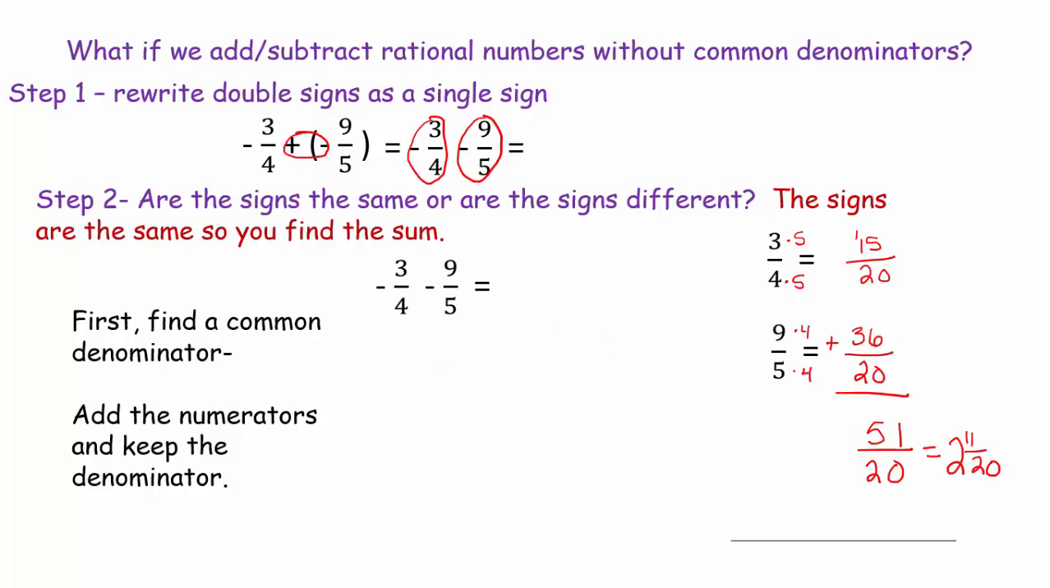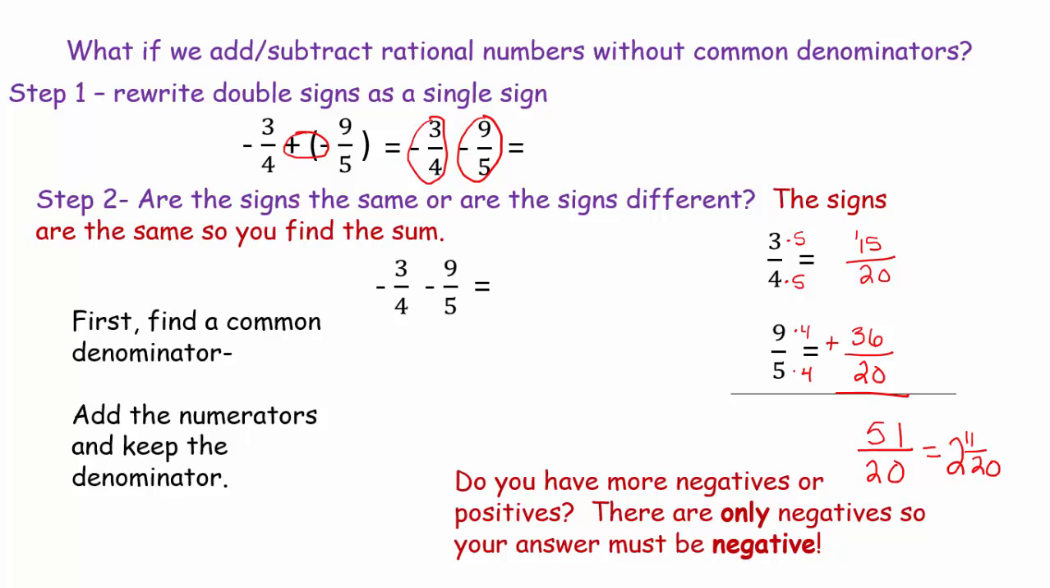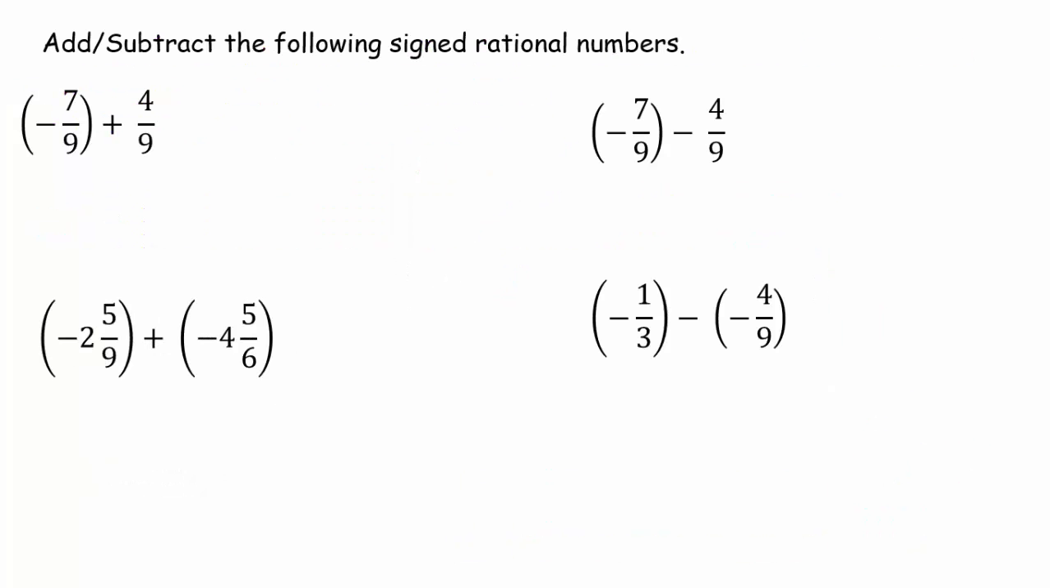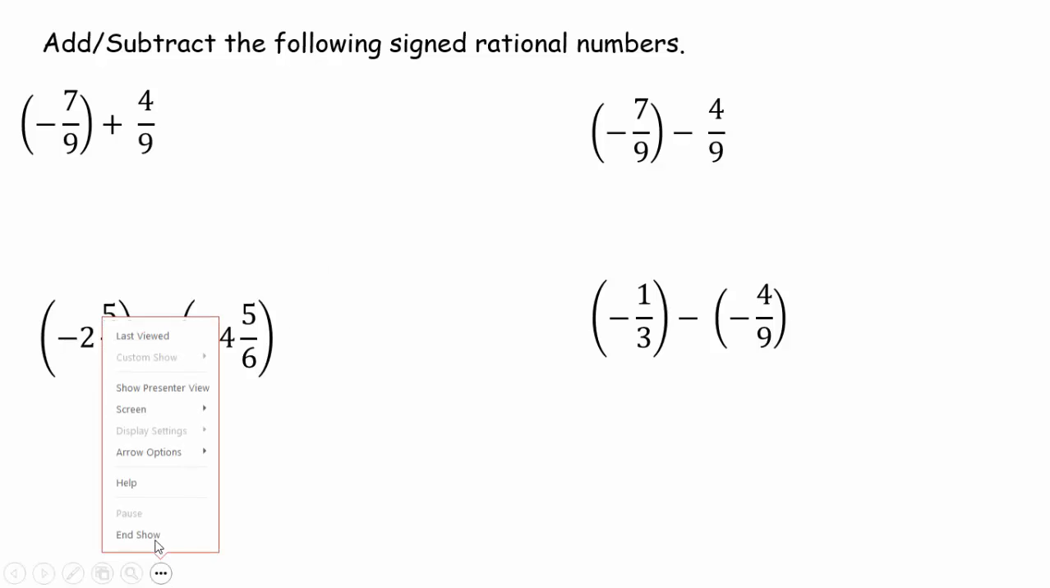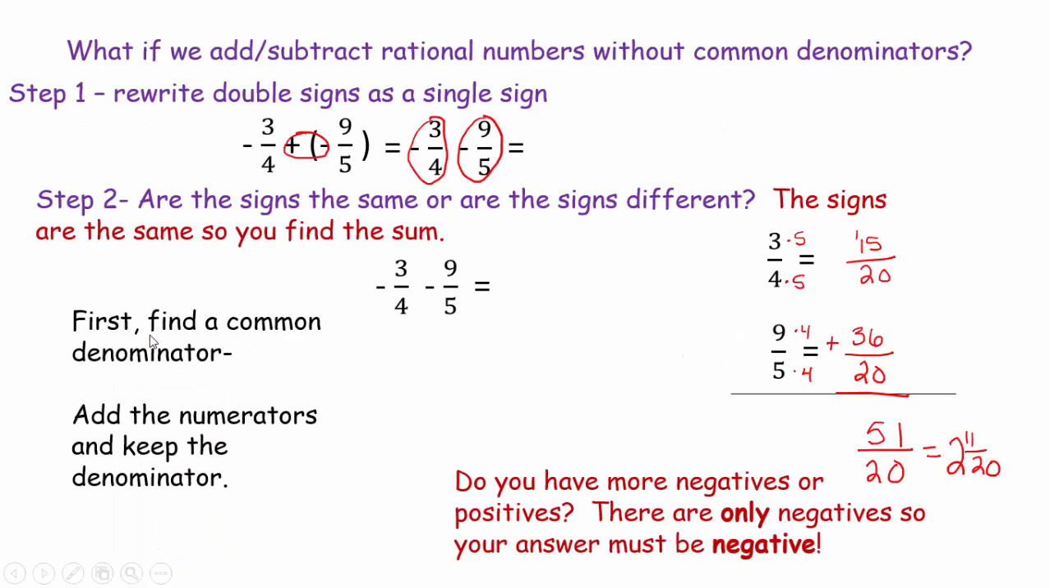Then you have to decide for yourself, do we have more negatives or more positives? Well, if you look here, both numbers were negative. We only have negatives. So the answer must be negative. So the final answer to this is -2 and 11 20ths. All of this over here is your scrap work. The signs were the same, so we found the sum, and your final answer is -2 and 11 20ths.